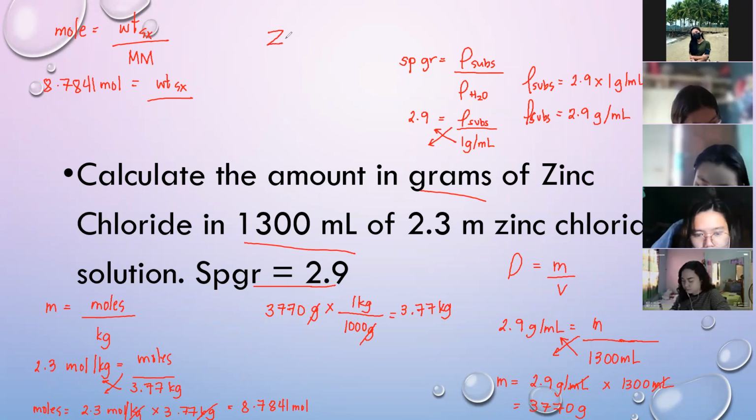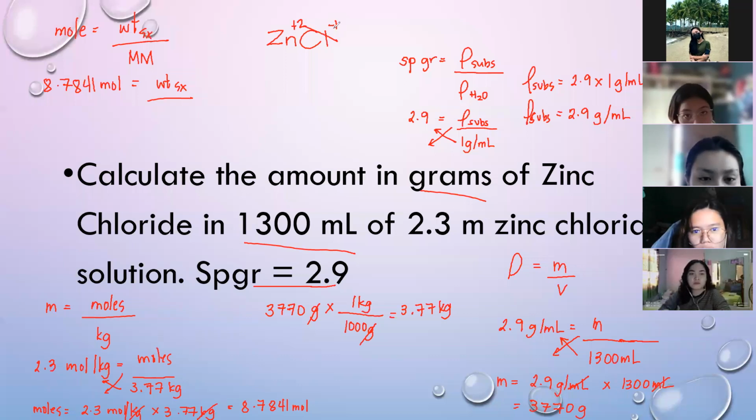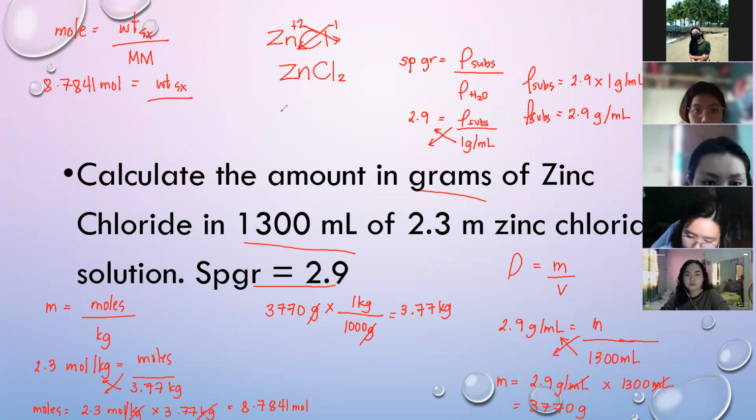Class, si zinc chloride, ang formula niyan, zinc, and then, remember, zinc is a transition metal. This is +2, chloride is -1. We have to do the crisscross. The correct chemical formula for zinc chloride is ZnCl2. So, i-compute natin yung kanyang molar mass, isang zinc, dalawang chlorine. Kindly check what is the atomic weight of zinc?